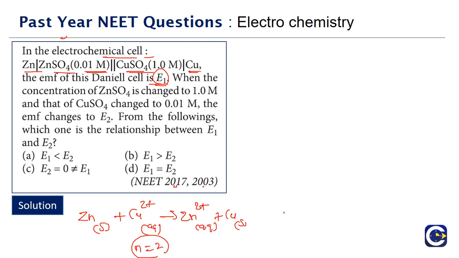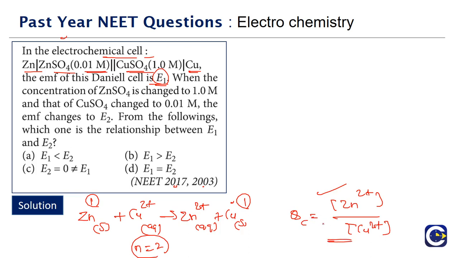So for this cell reaction, the reaction quotient value will be the product ions concentration by reactant ion concentration. It will be the Zn2 plus concentration divided by the Cu2 plus concentration. While writing the QC expression, we consider the active mass of copper solid and zinc solid to be 1. Why? Because they are solids, like the way we have this in the equilibrium analysis. Whenever we have solids, the active mass will be taken as 1. So that's why only the ions will feature in the reaction quotient expression. Now why are we writing the reaction quotient expression? Because this comes in the Nernst equation.